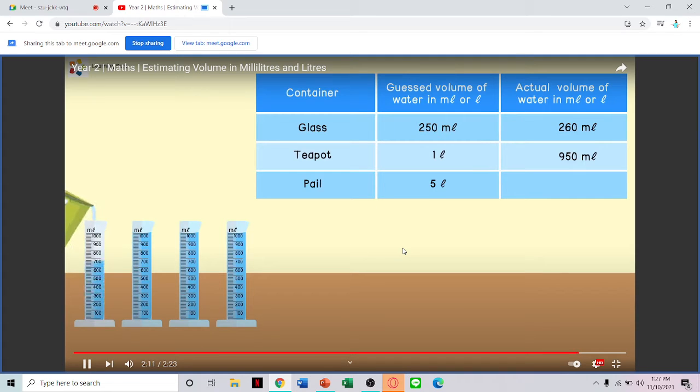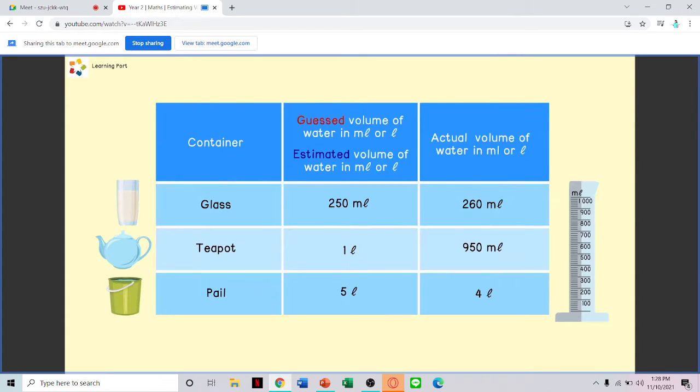If it has 4 cylinders, it is equal to what? 4 liters, because 1 cylinder is equal to 1,000 milliliters. It means 4 liters. You said 10 liters. Zara's guess was 5 liters. Maybe that's a very big pail.